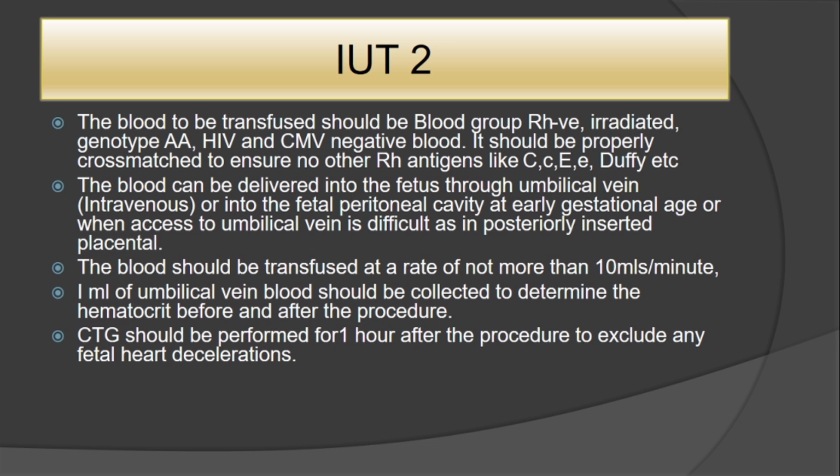And the blood should also be transfused at no more than 10 ml in 1 minute. That means the blood to be delivered to the fetus should not be more than 10 ml per minute. And before we begin to transfuse, 1 ml of the umbilical vein blood is aspirated to determine the PCV. And we also do this after the procedure.